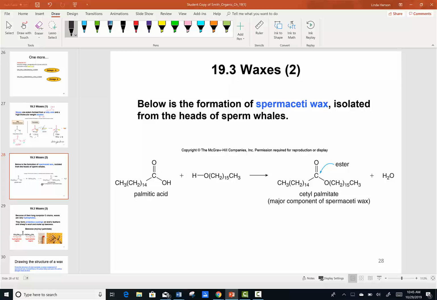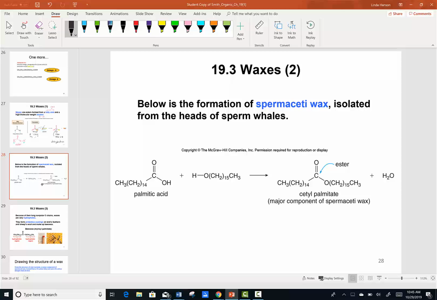Let's look at a very specific example and emphasize the mechanism again. Below we see the formation of spermaceti wax, isolated from the heads of sperm whales. We may know that harvesting whales has now been outlawed, but the blubber from whales is very desirable in some markets, especially in China and other Asian countries.